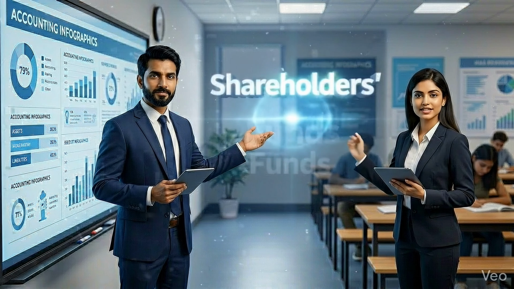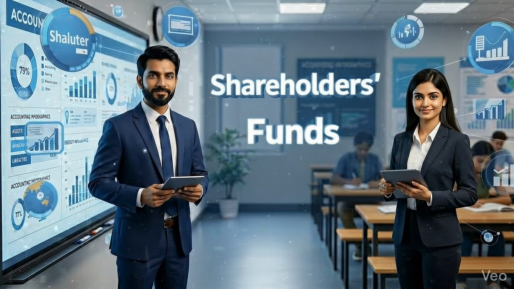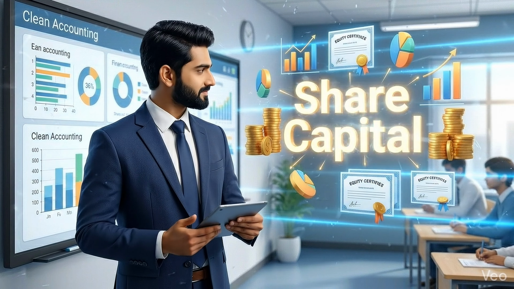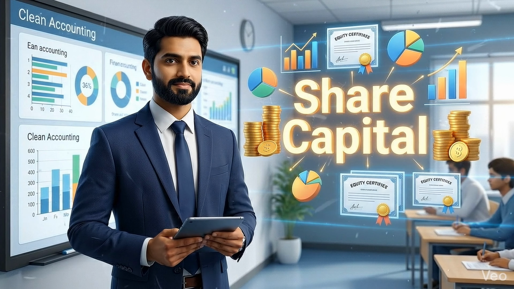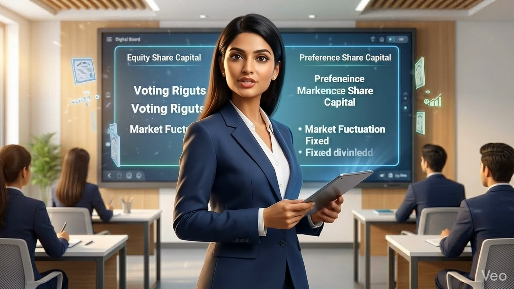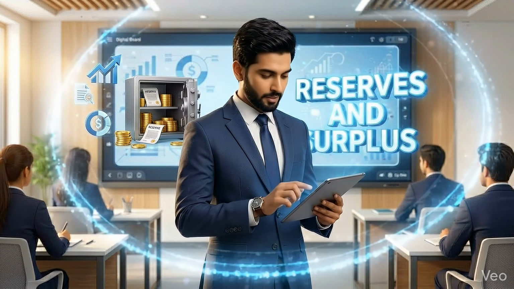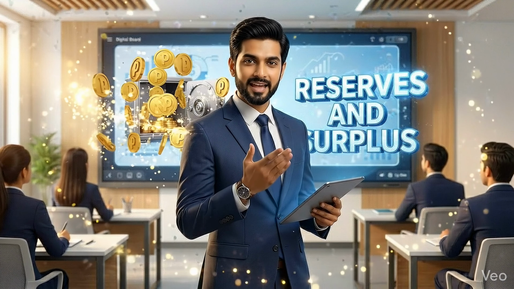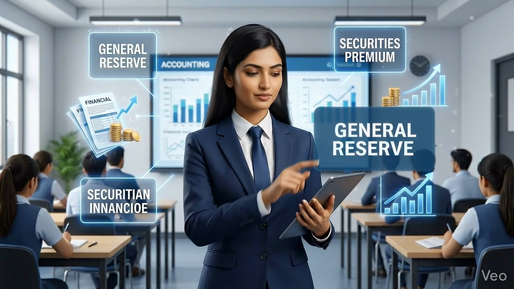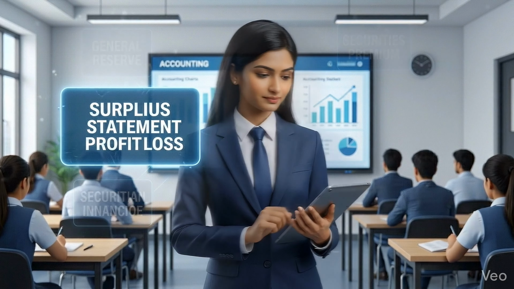First major head, Shareholders Funds. First subhead is Share Capital. Share capital includes equity share capital and preference share capital. Second subhead, Reserves and Surplus. It includes general reserve, securities premium, and surplus in statement of profit and loss.